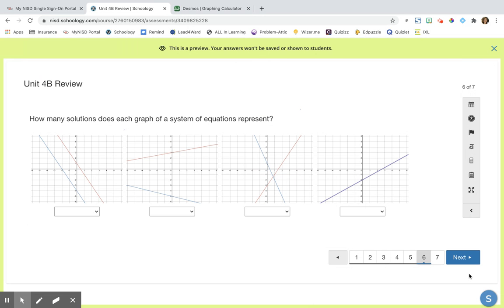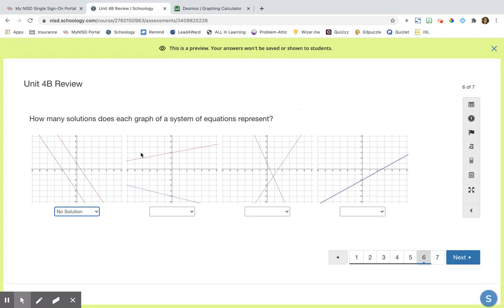How many solutions does each graph of a system of equations represent? So remember, solutions are where the lines cross. So if I look at this first one, those lines are parallel. They're never going to cross. So that one has no solution.